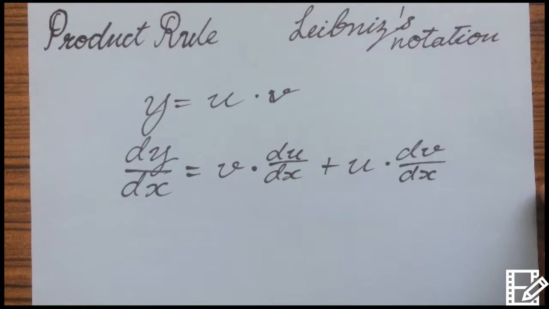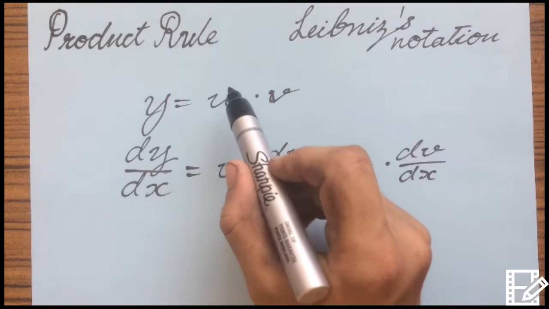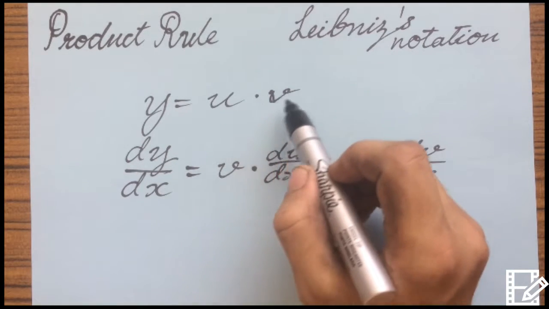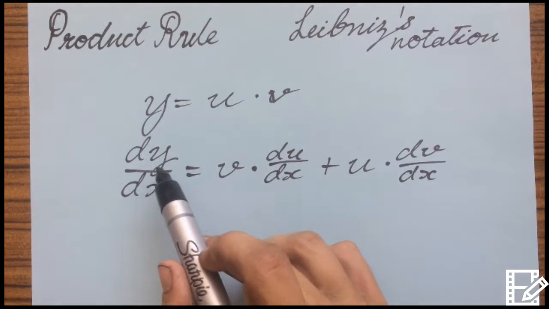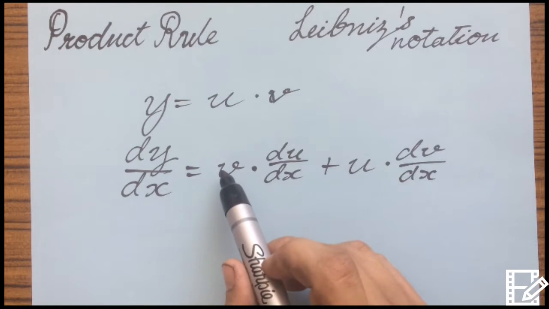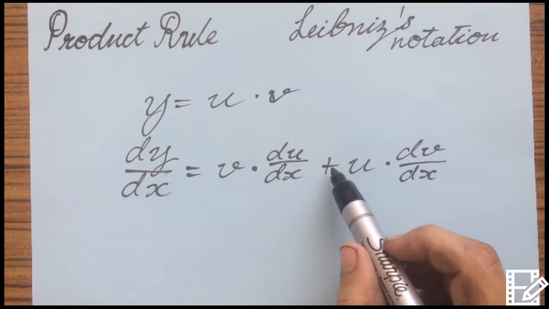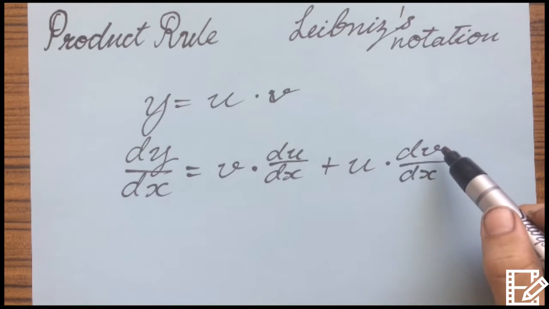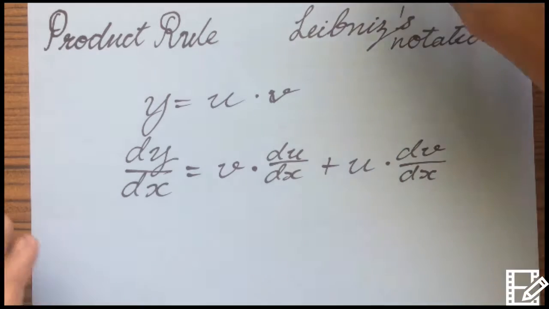Okay, so in the previous product rule video I explained that the product rule is y equals a function multiplied by another function. And the derivative of the y function equals v multiplied by the derivative of u with respect to x plus u multiplied by the derivative of v with respect to x. So, yeah. Okay. We'll do an example.